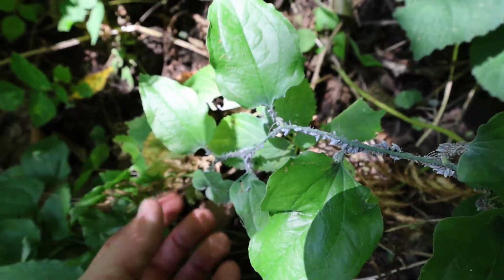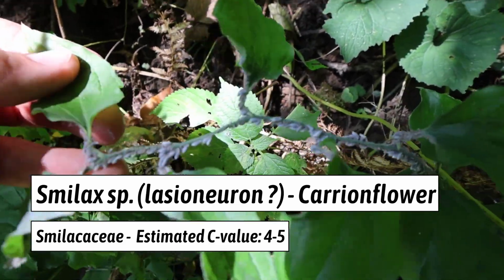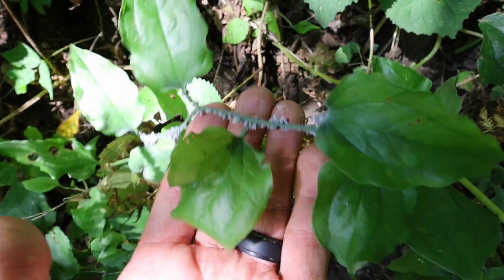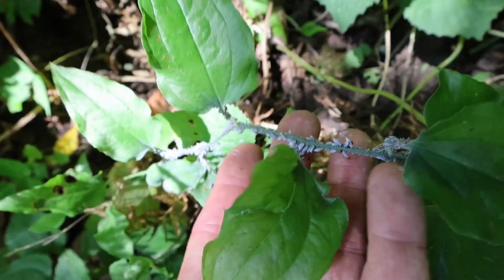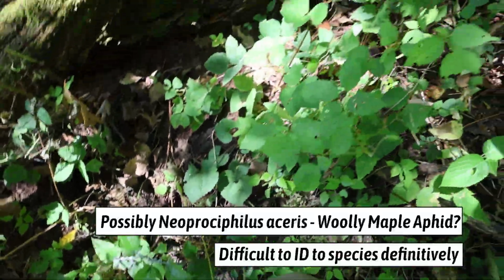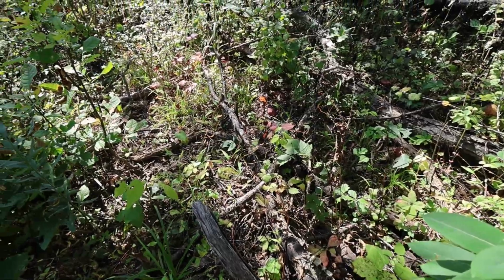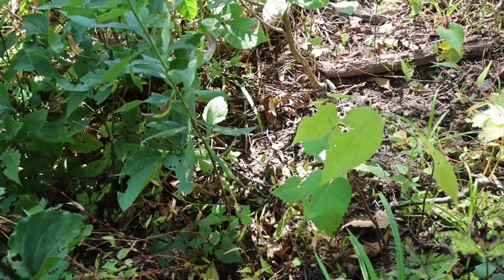Seems to be on a smilax species, which is our greenbrier, also known as carrion flower. Ooh, but I haven't seen these before, and some of them are moving a little bit. Some sort of woolly aphid, maybe? I don't know. Whoa. What is this parasitoid? There's a cool wasp.